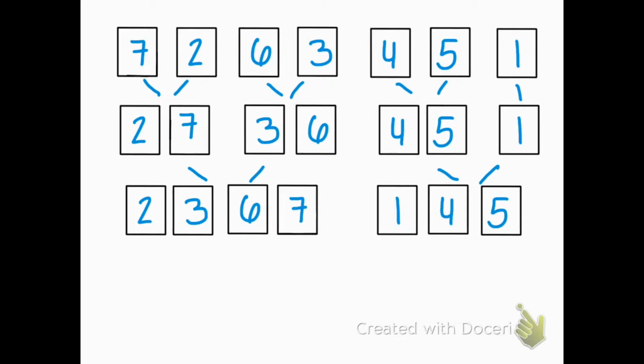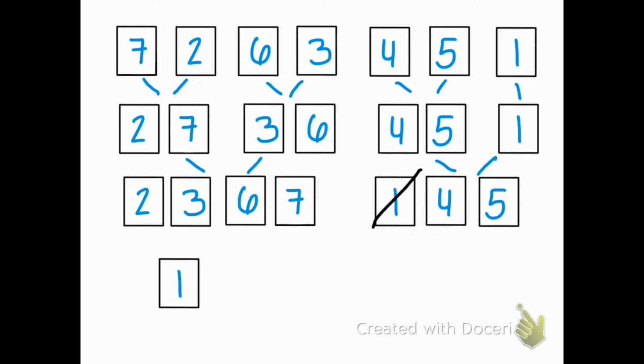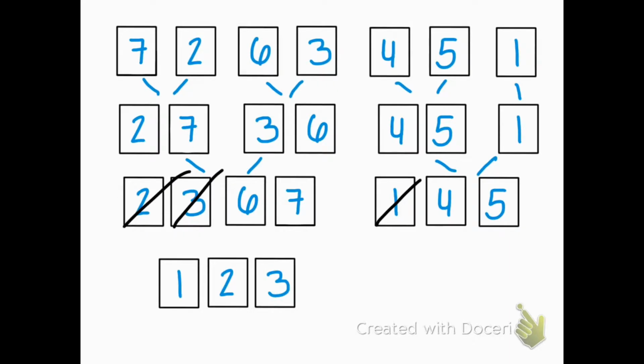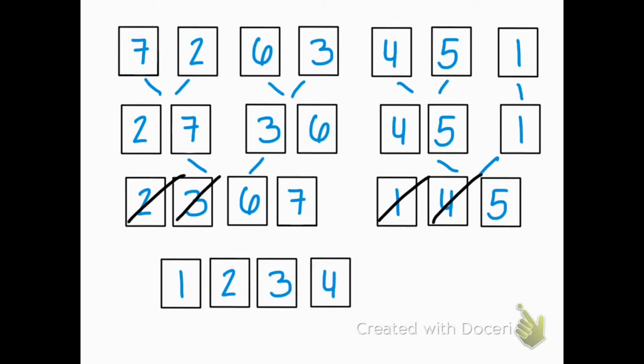So, is 2 less than 1? No. So the 1 is added to the new list first, and we stick with the 2. Is 2 less than 4? Yes. So we add the 2 to the new list and stick with the 4. Is 4 less than 3? No. So we add the 3 to the new list and stick with the 4. Is 4 less than 6? Yes. So we add the 4 to the new list and stick with the 6. Is 6 less than 5? No. So we add the 5 to the new list and stick with the 6.